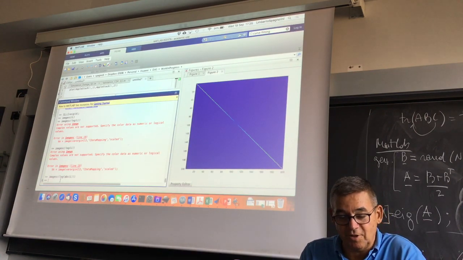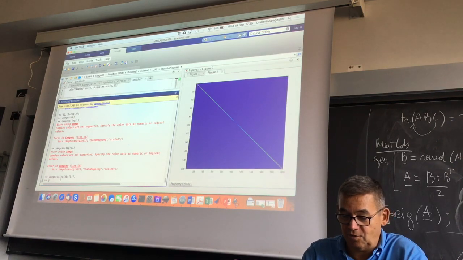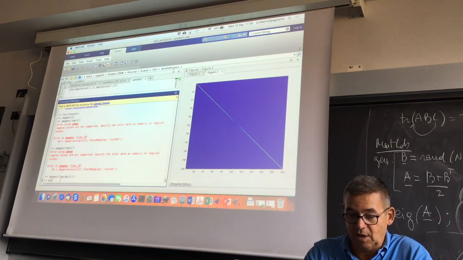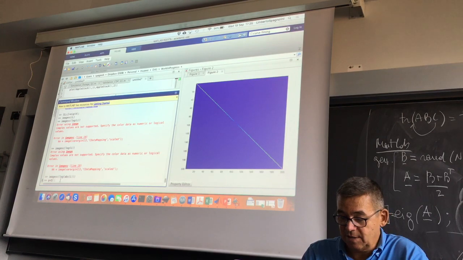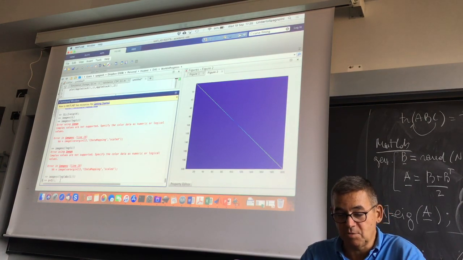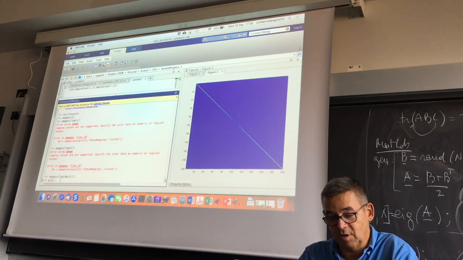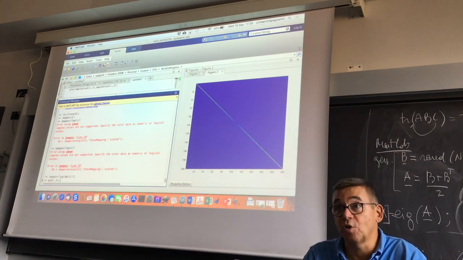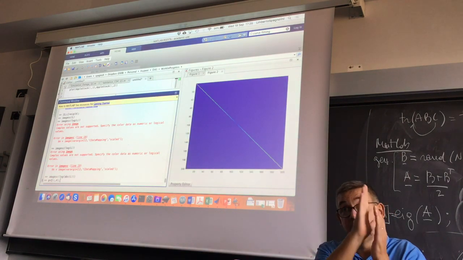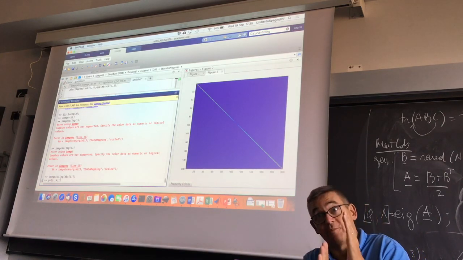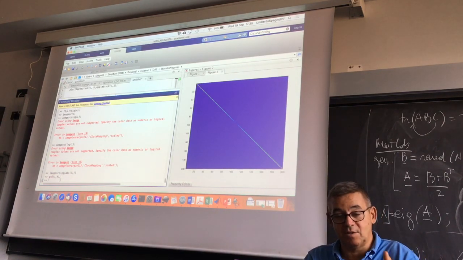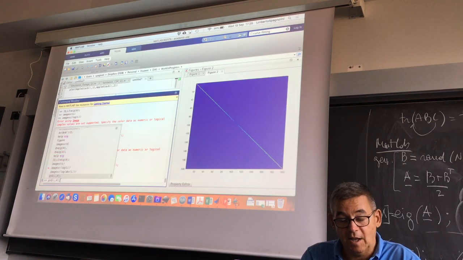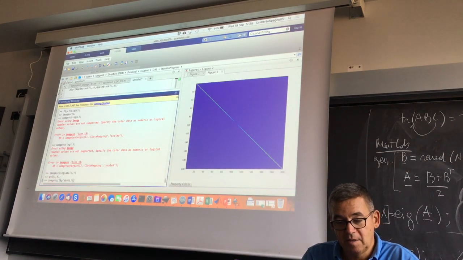I told you, I can assign Q equal to capital Q. Then I say I want to choose which one? Number 4. The fourth eigenvalue. No, sorry, the fourth eigenvector. Okay? You see, I'm choosing the fourth column. I assign to Q. And then, you know what I do? I make the image.